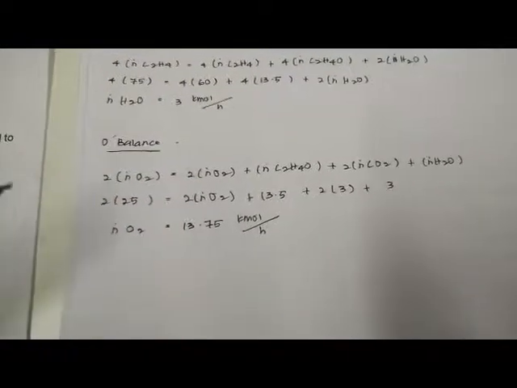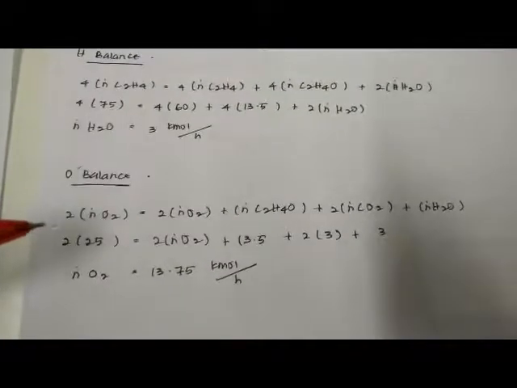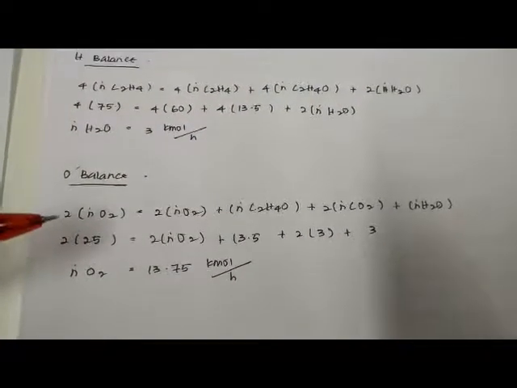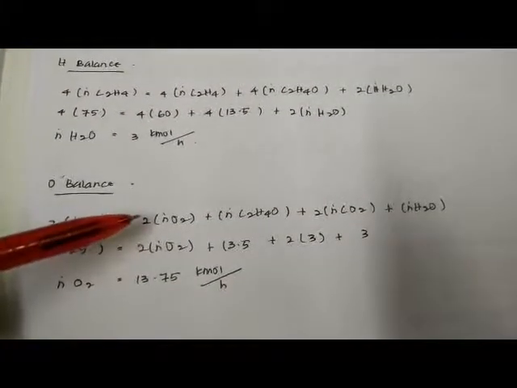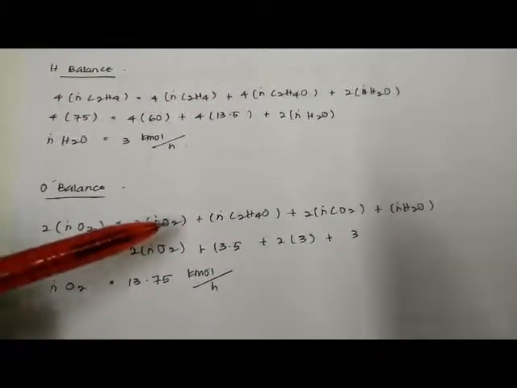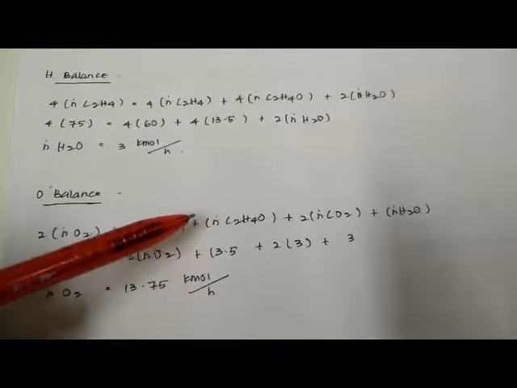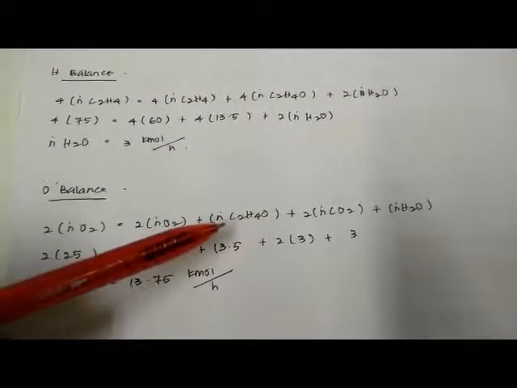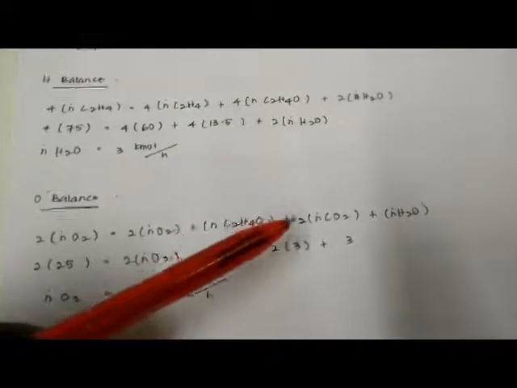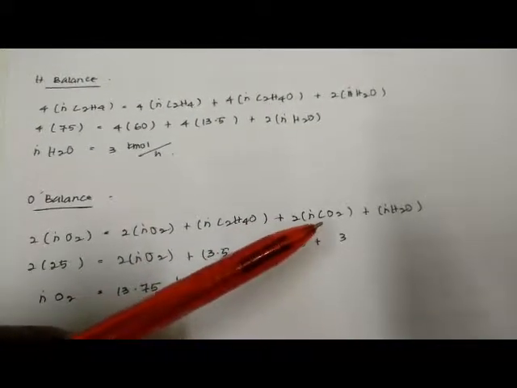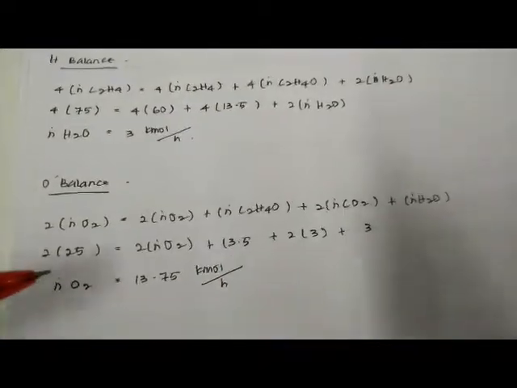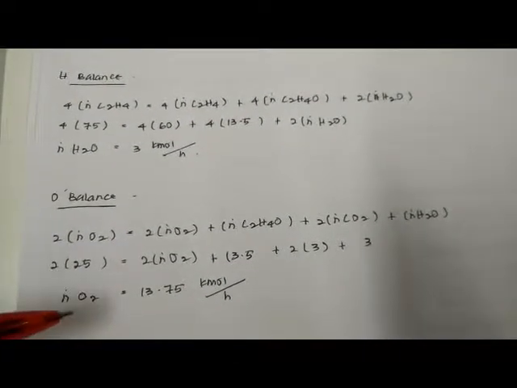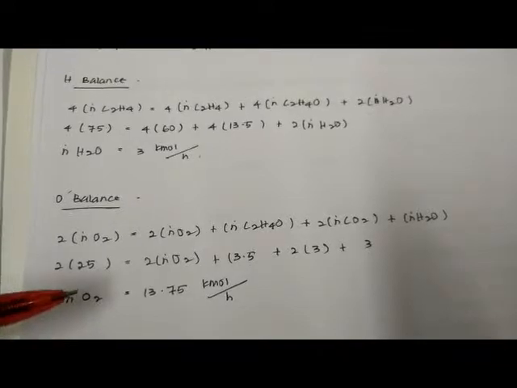And O balance: 2 times the mole flow rate of oxygen is equal to 2 times the mole flow rate of oxygen outlet plus ethylene oxide plus 2 times carbon dioxide plus H2O. So from here we got the mole flow rate of oxygen outlet is 13.75 kmol per hour.